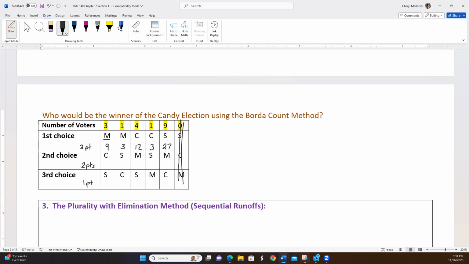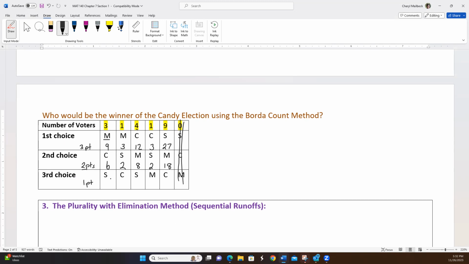So continuing on, for the second choice, each choice will get 2 points. So here, this was Crunch Bar. It's going to get 2 points for each time, and it got 3 votes. So 2 times 3 is 6, and so on. 2 times 1 is 2. Here, 2 times 4 is 8. And here, 2 times 1 is 2. And for M here, 2 times 9 is 18.